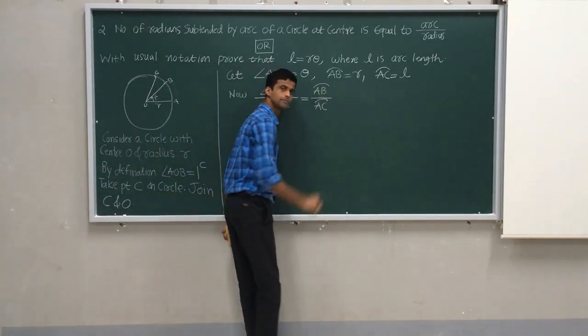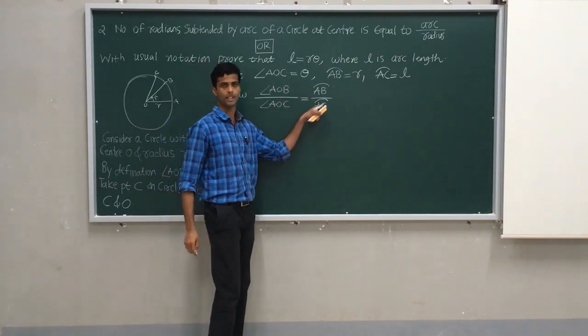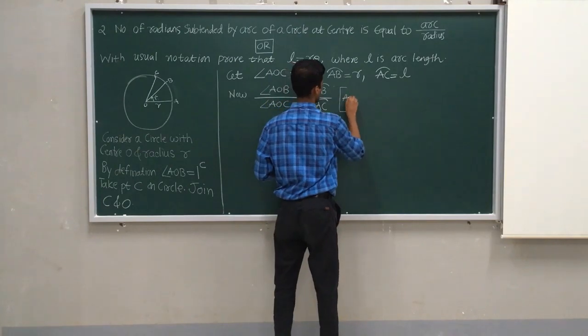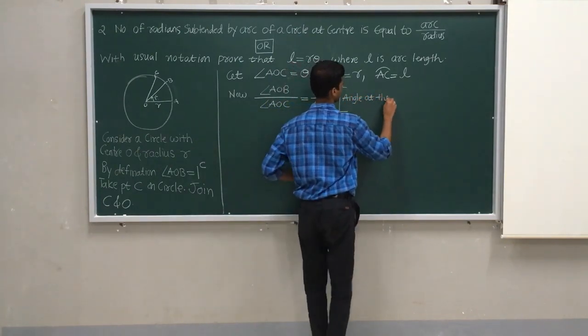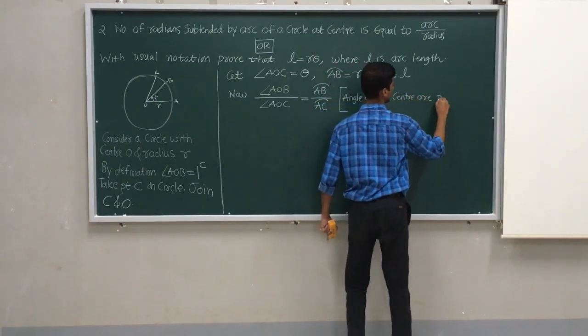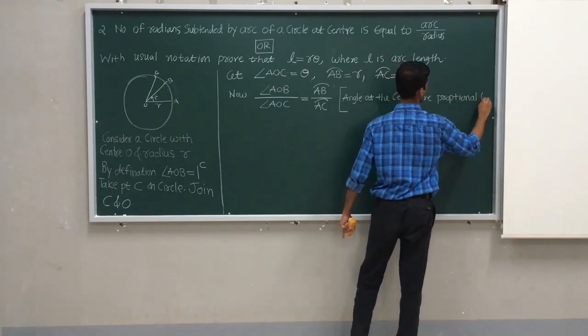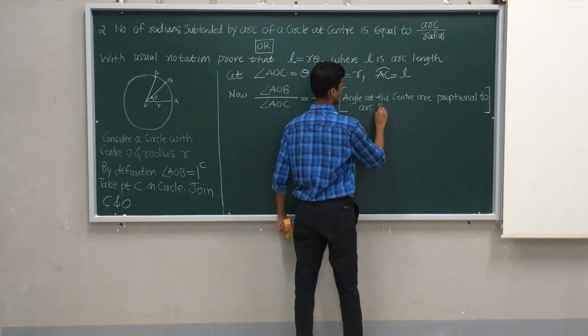Which implies, the reason you know: angles subtended at the center are proportional to the arcs subtending them.